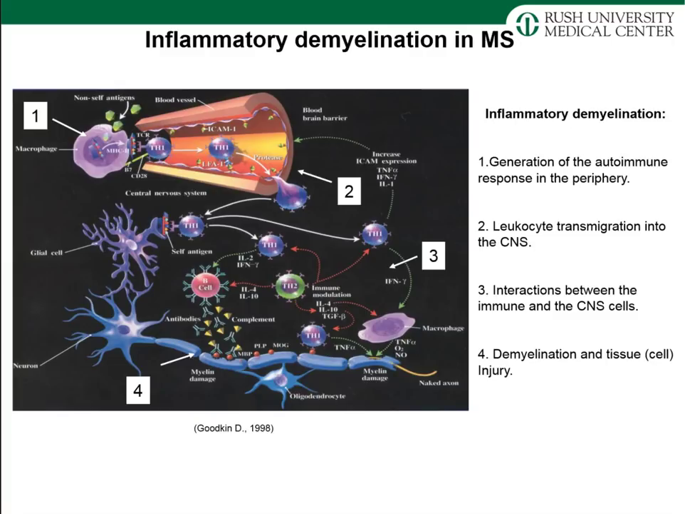What occurs in multiple sclerosis is an inflammatory demyelination, and this picture shows the path with which this happens. So at number 1, you can see there's a generation of autoimmune response in the periphery. And then subsequently, you will have leukocyte transmigration into the central nervous system. There is then an interaction between the immune system and the central nervous system cells, and that will result in demyelinating and tissue injury.